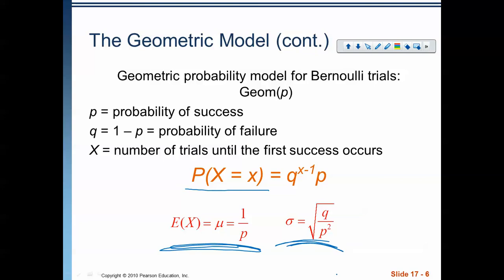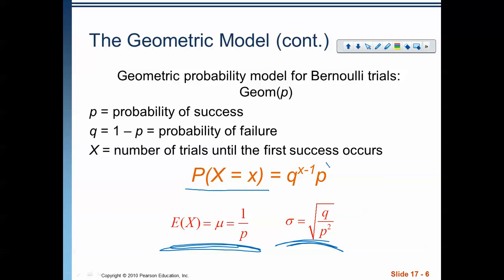The expected value of a geometric model is 1 over the probability of success. And the standard deviation of a geometric model is the square root of the probability of failure over the probability of success squared. There's a lot of formulas to memorize here.